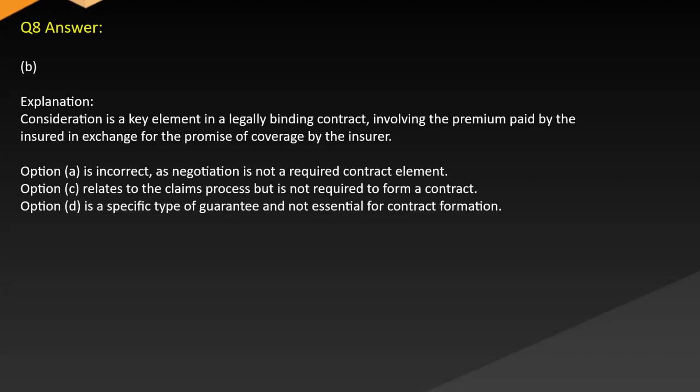Answer B. Explanation. Consideration is a key element in a legally binding contract, involving the premium paid by the insured in exchange for the promise of coverage by the insurer. Option A is incorrect, as negotiation is not a required contract element. Option C relates to the claims process but is not required to form a contract. Option D is a specific type of guarantee and not essential for contract formation.